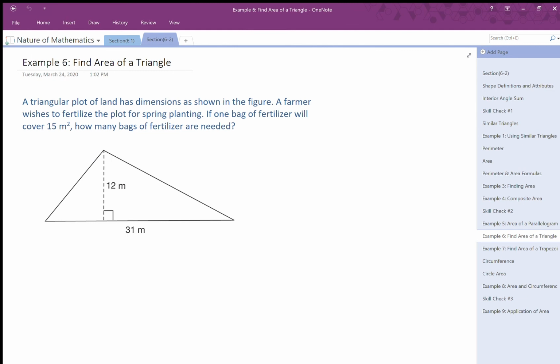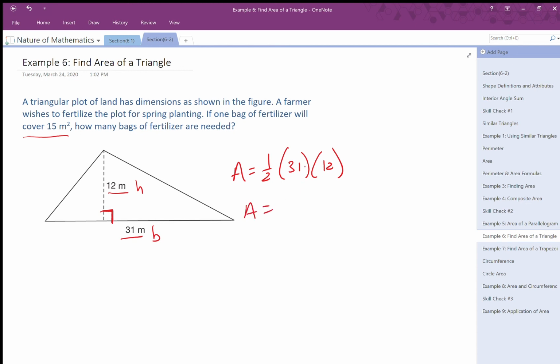Find the area of a triangle. It says a triangle plot of land has the dimensions shown in the figure. A farmer wishes to fertilize the plot for spring planting. If 1 bag of fertilizer covers 15 square meters, how many bags of fertilizer will be needed? First, we want to find the area. This is the height. This is the base. We said that those numbers are connected by the right angle. Area is 1/2 base times height.